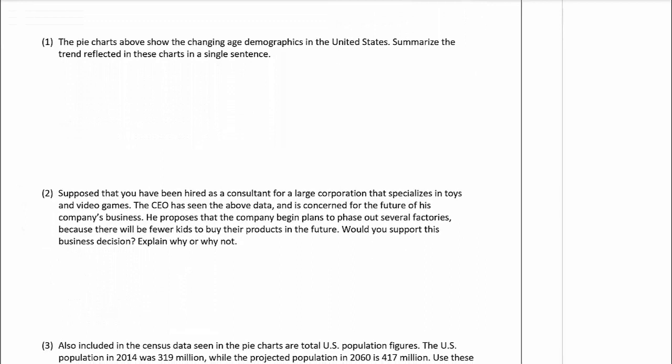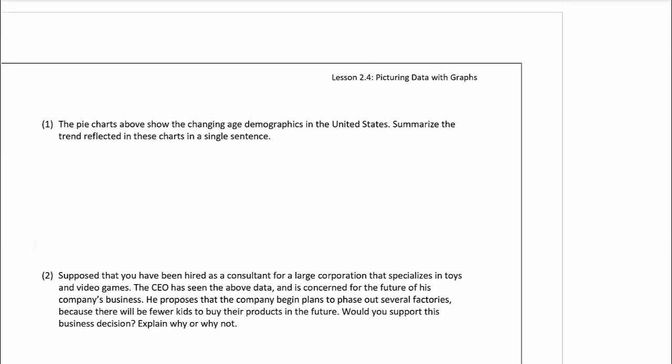For part 2, suppose that you have been hired as a consultant for a large corporation that specializes in toys and video games. The CEO has seen the above data and is concerned for the future of his company's business. He proposes that the company begin plans to phase out several factories because there will be fewer kids to buy their products in the future. Would you support his business decision? Explain why or why not.